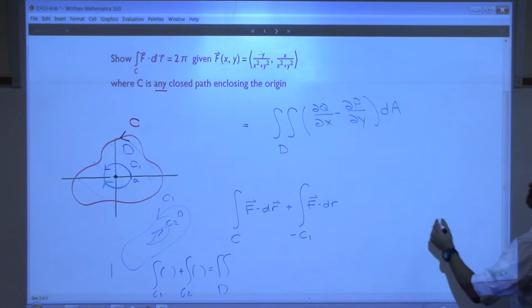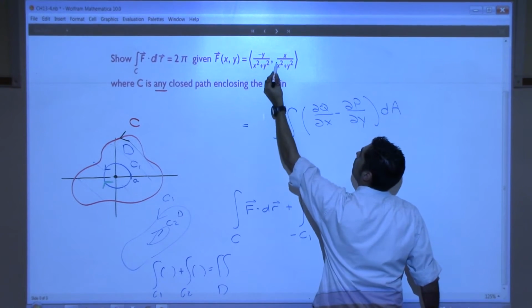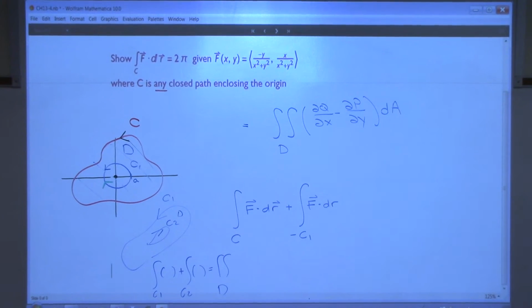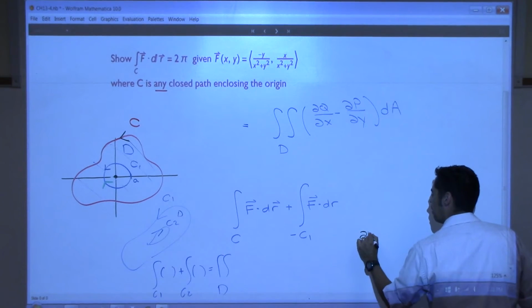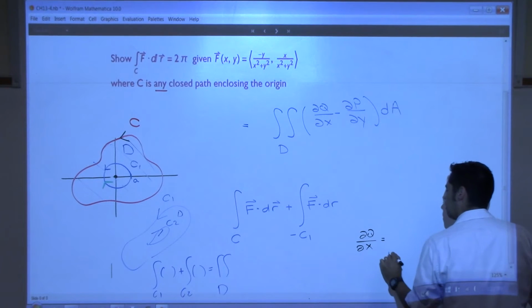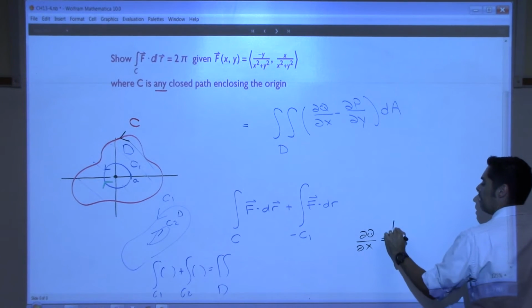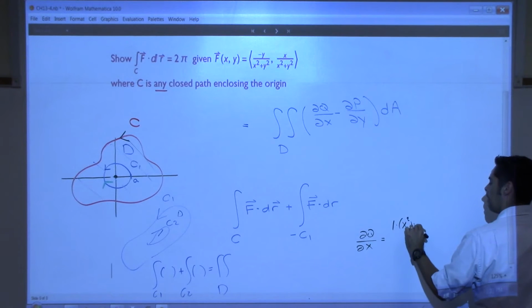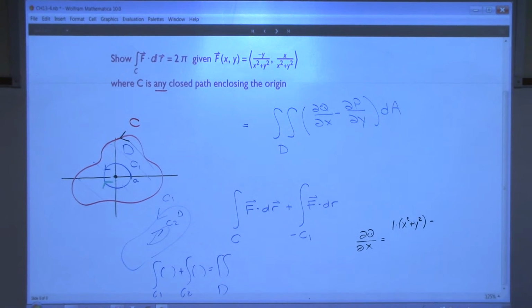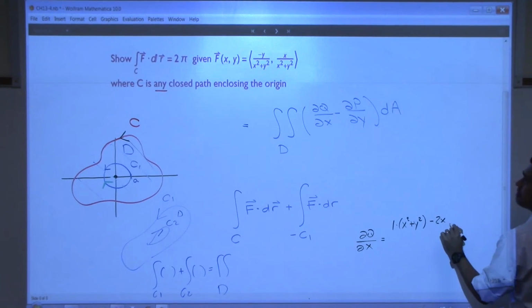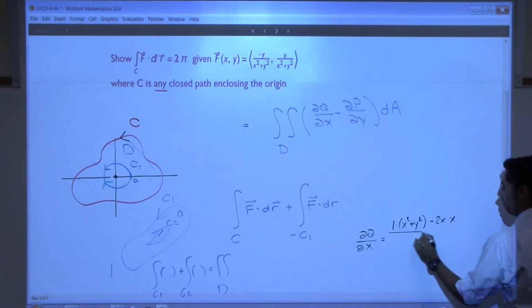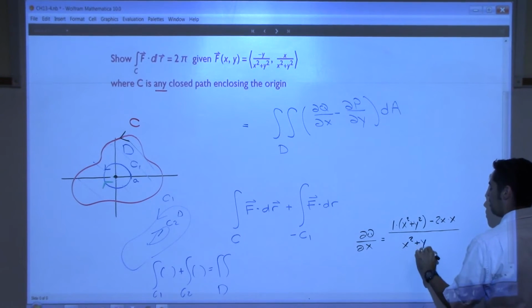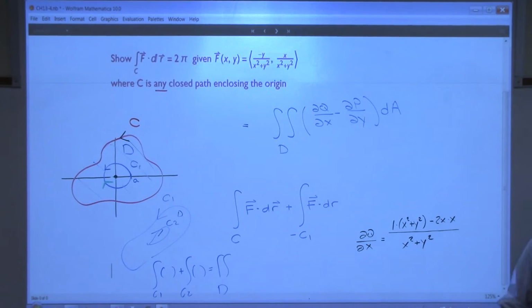What is the partial of Q with respect to X? You have to do a quotient rule, don't you? So I'm going to do that right here. Partial of Q with respect to X is equal to derivative of the top times the bottom minus the derivative of the bottom, 2x times the top, all over x squared plus y squared, squared. Are y'all all right with this? Seems like I lost y'all there.